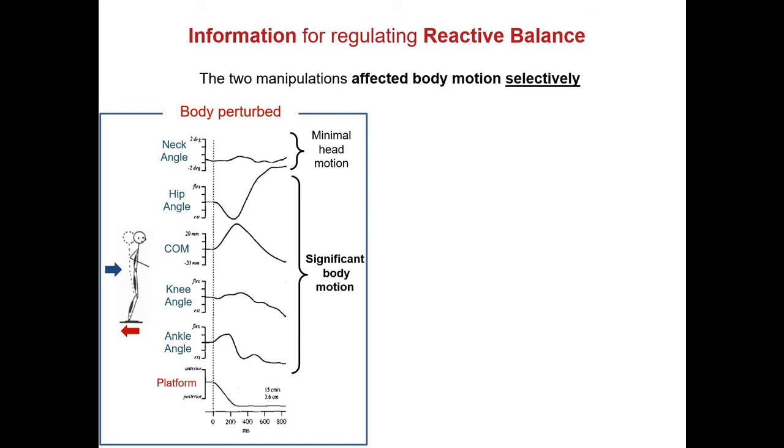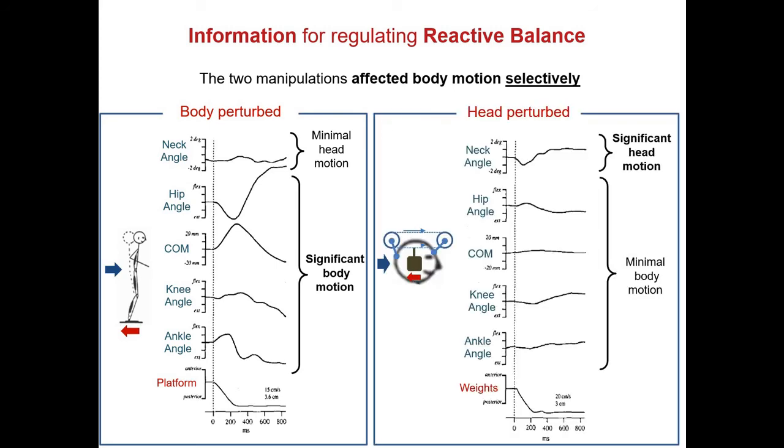We also see at the top that there's minimal motion of the head relative to the body, resulting from this particular perturbation. Here we see the body movements that result from the head perturbation manipulation. At the bottom we can see the motion of the weight attached to the head, and we can see that this perturbation creates a motion of the head relative to the neck, but minimal motion of the body.